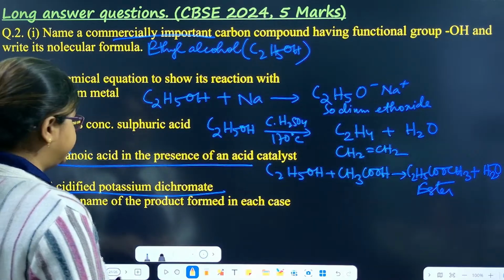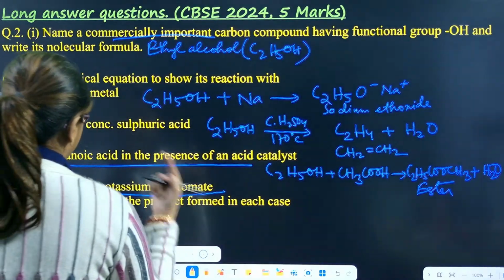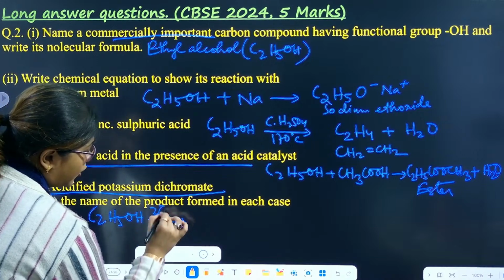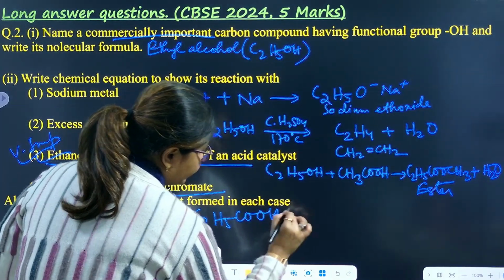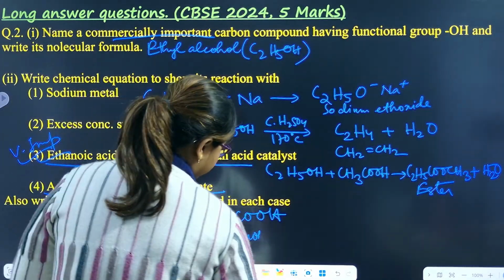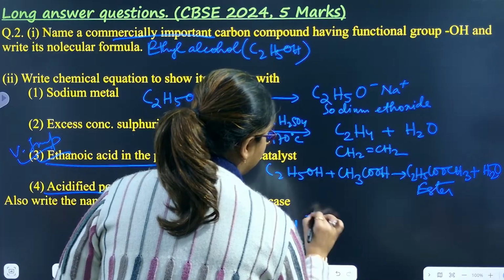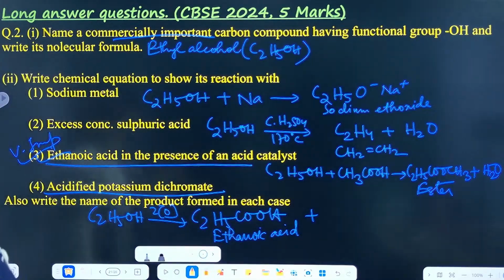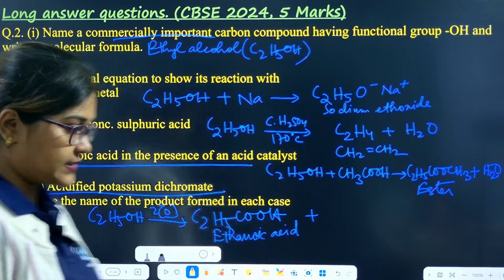Next is acidified potassium dichromate. This will give me what? Acidified potassium dichromate is usually an oxidizing agent. Therefore, C2H5OH oxidizes to give me the respective acid. This is what? Ethanoic acid, right? So the last one is generation of acid. Okay, oxidation reaction to give me ethanoic acid.